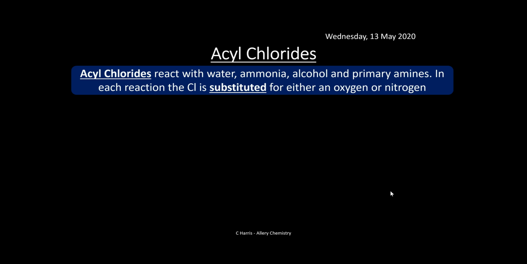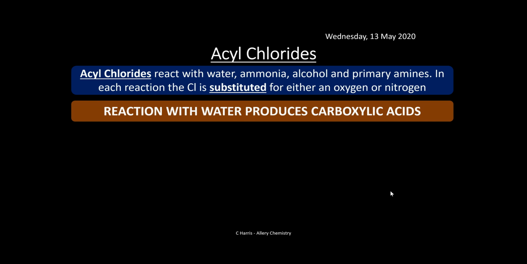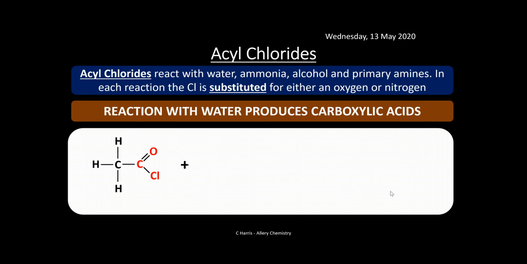So acyl chlorides react with water, ammonia, alcohol, and primary amines. And in each reaction, the chlorine is being substituted for either an oxygen or a nitrogen, depending on what you're reacting it with. So let's have a look at the reaction with water. If we take an acyl chloride or an acid chloride and react it with water, we produce a carboxylic acid.